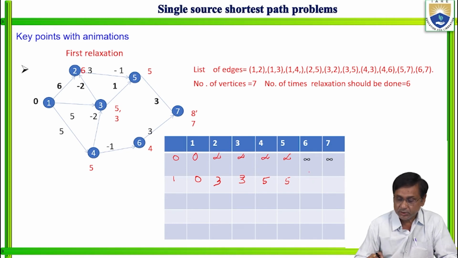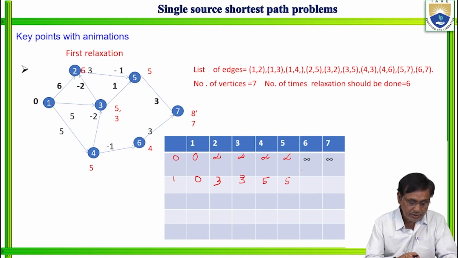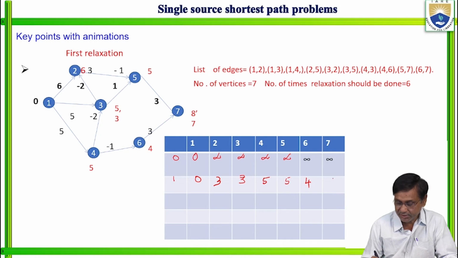Next, coming to the 2 to 3. 3 to 5 is over. 4 to 3. 5 minus 2 is 3 only. When it is 4 to 3, it will change it to 3. Then 4 to 6. 4 to 6 is 5 minus 1, that is 4. Then 5 to 7. 5 to 7 is 5 plus 3, that is 8. But 6 to 7 is 4 plus 3 is 7.